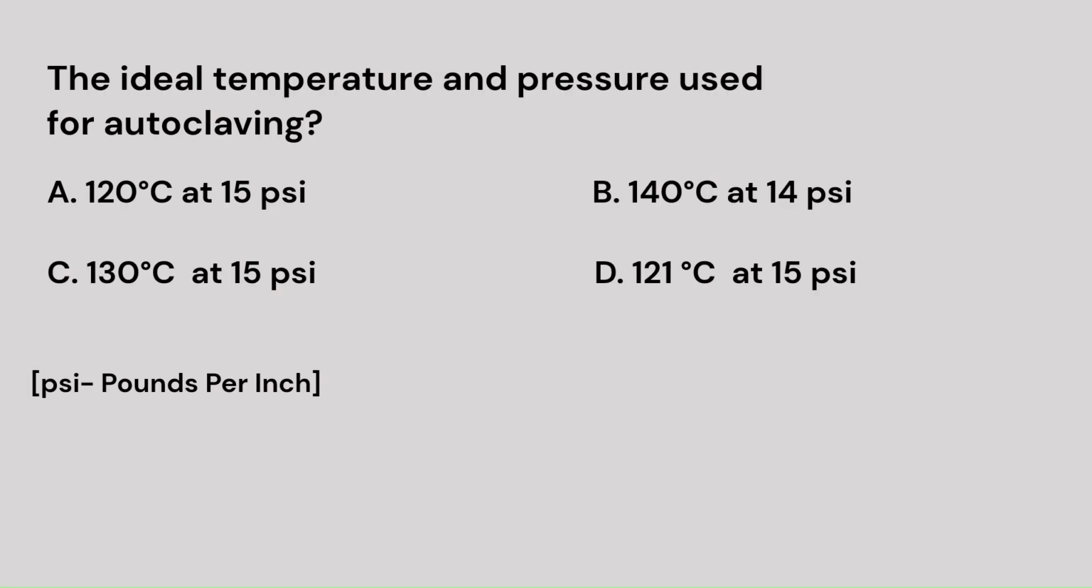Next question. The ideal temperature and pressure used for autoclaving? Option A, 120 degrees Celsius at 15 psi. Option B, 140 degrees Celsius at 14 psi. Option C, 130 degrees Celsius at 15 psi. Option D, 121 degrees Celsius at 15 psi. The correct answer is option D, 121 degrees Celsius at 15 psi. PSI stands for pounds per square inch.